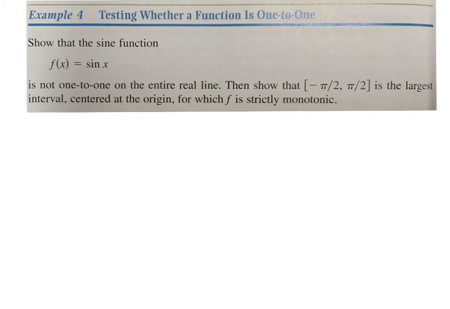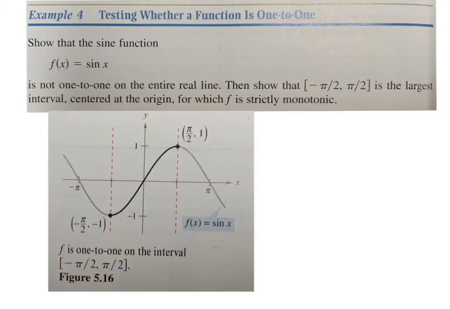All right, so this says show that the sine function, f of x equals sine of x, is not one-to-one on the entire real line. Then show that negative pi over 2 to pi over 2 is the largest interval centered at the origin for which f is strictly monotonic. Okay, monotonic meaning it does not change direction, right? And if you look at this graph, it's simple to visually see that this is not going to have an inverse because it's going to fail my horizontal line test easily.